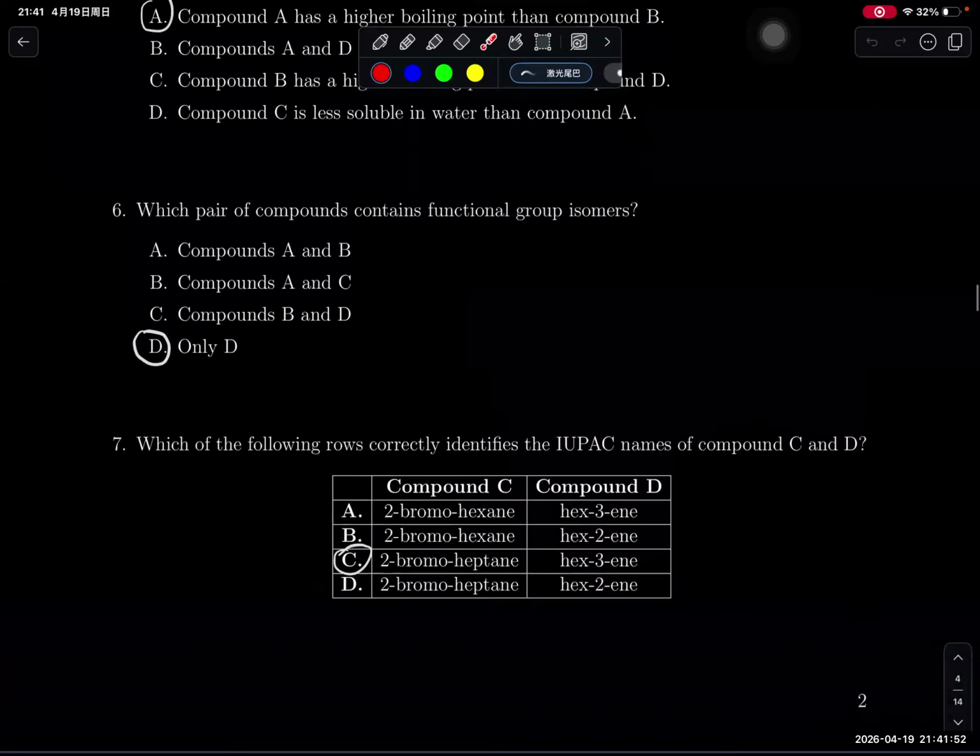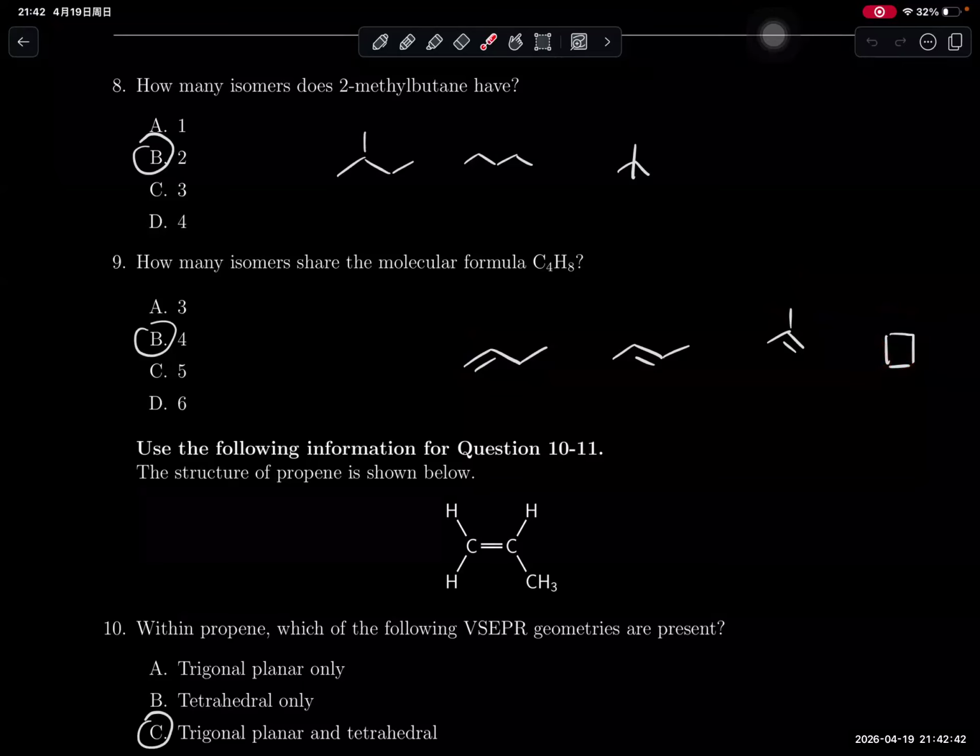And question 9, how many isomers share the molecular formula C4H8? So that's an alkene. That's a butene as well. So you've got a double bond on the end, and then you've got a double bond in the middle, and you've got this thing. It's unsaturated by 1 degree of unsaturation, so a ring could also be possible. Okay, so therefore total 4. It's very likely that you omitted this one. So be careful.